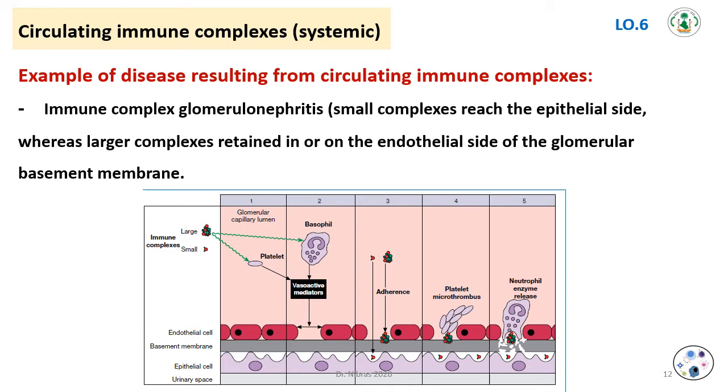Circulating immune complexes are systemic. An example of disease resulting from circulating immune complexes is immune complex glomerulonephritis. Small complexes reach the epithelial side, whereas larger complexes are retained in or on the endothelial side of the glomerular basement membrane, as shown in this figure.